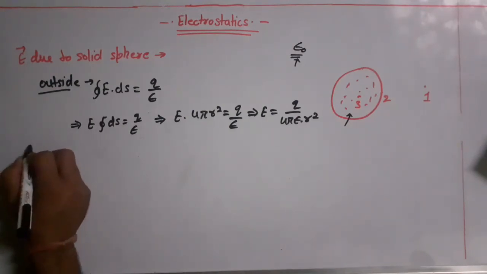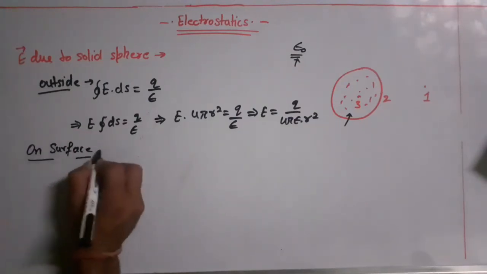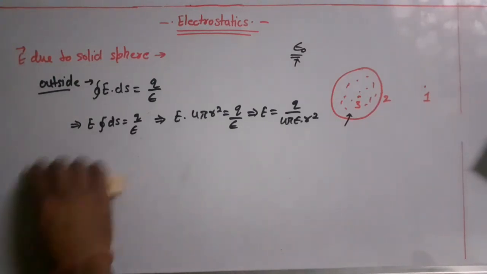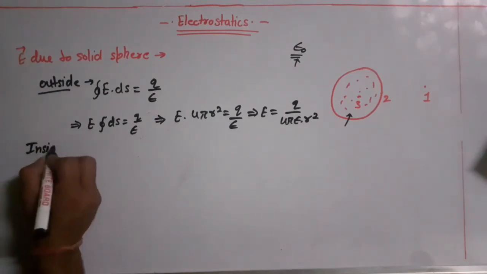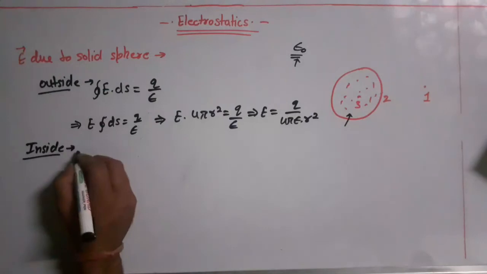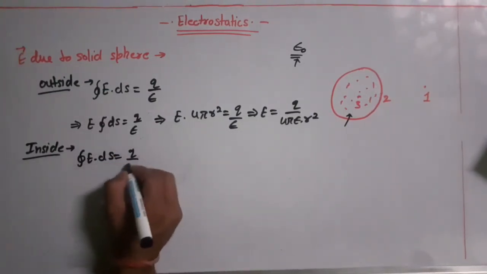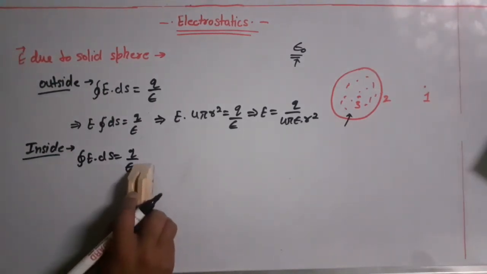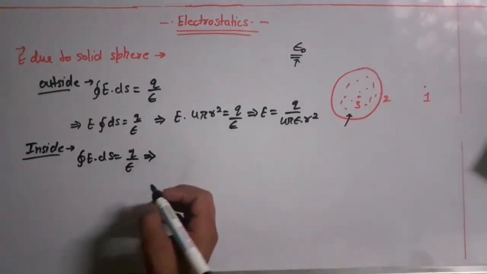Next one is on the surface. So let's try to find it on the surface. Before we find it on the surface, let's find it inside the sphere, because this will make our derivation very easy. Inside, using Gauss law, which is E dot ds is equal to q by epsilon naught, and here we take epsilon because our solid sphere has some material inside it.